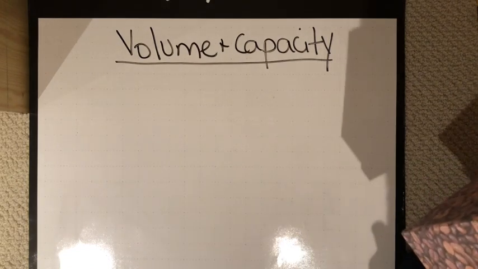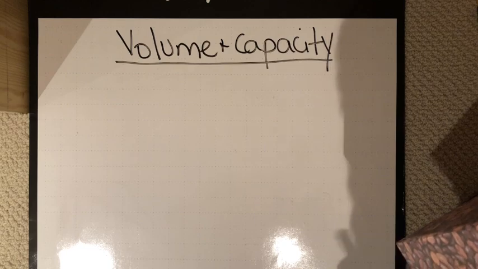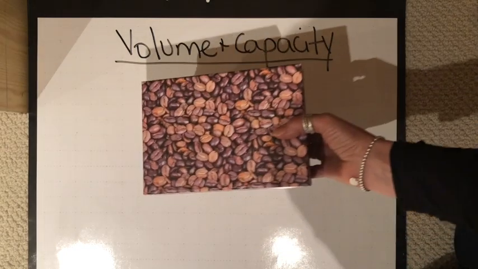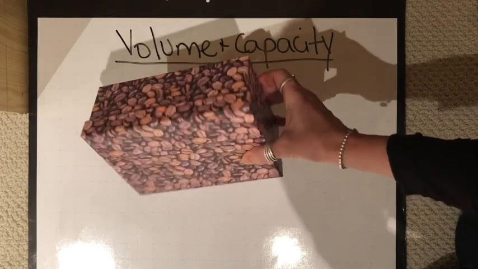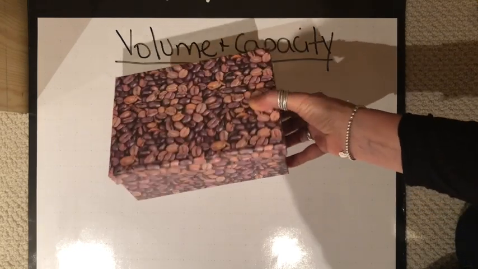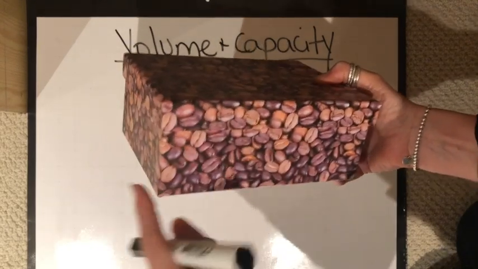Today we're going to talk about volume and capacity. So the first things we need to discuss is what is volume and what is capacity. If you take a look at this box, the amount of space that this box takes up would be its volume. And that would encompass how long it is, how wide it is, and how tall it is.